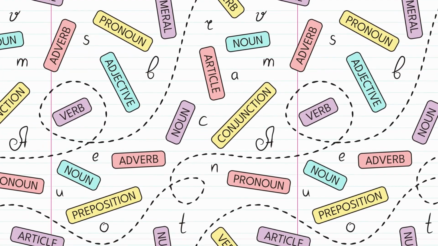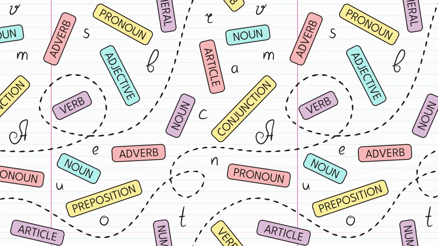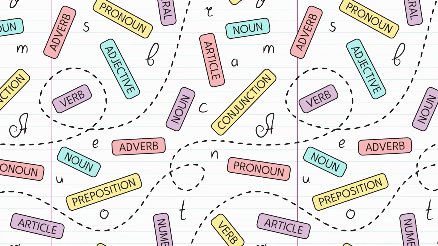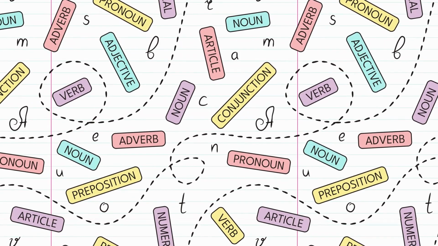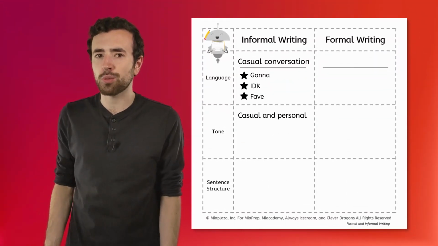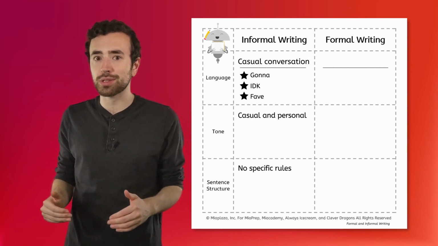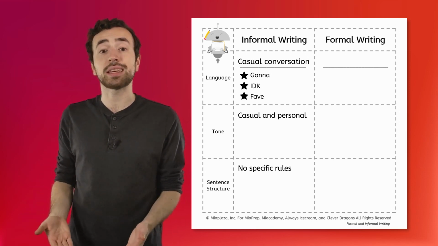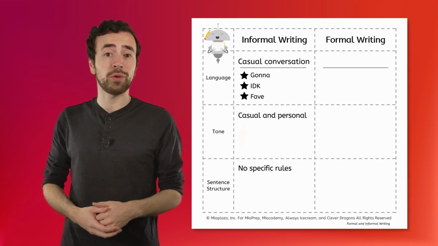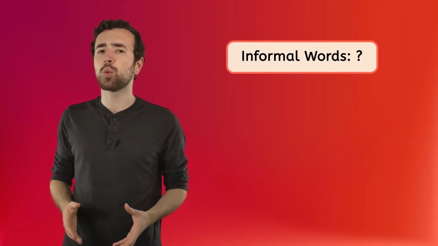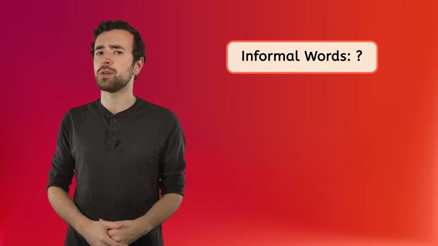Think about all of the rules for sentences, grammar, and punctuation you've learned about in English class. Well, with informal writing, there are no specific rules to follow. You can express ideas in a natural way that works for you. What are some informal words or phrases you often use?